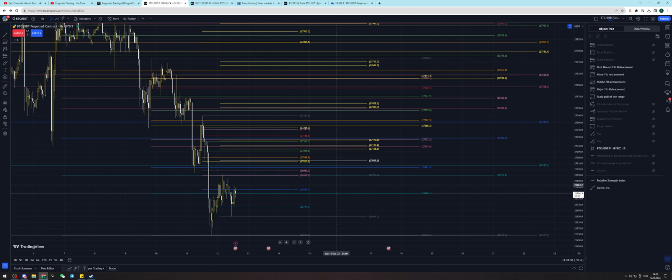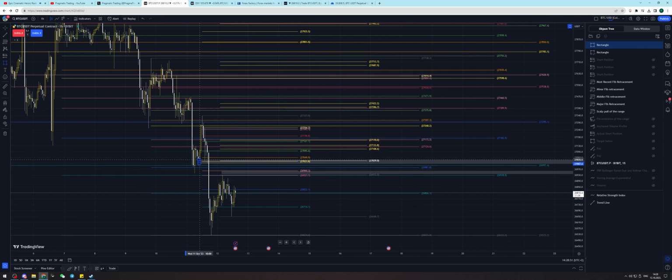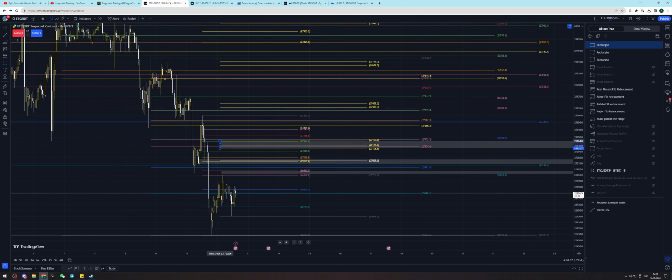Now, I have these entries here. I will put the rectangles. Give me a second. So the first entry is a little bit above. This is where I expect some kind of a rejection. The second entry is here, where these two fib levels meet. It's pretty clear, and at the same time it is a structural retest. And the third entry, if I'm not wrong, is around this zone.